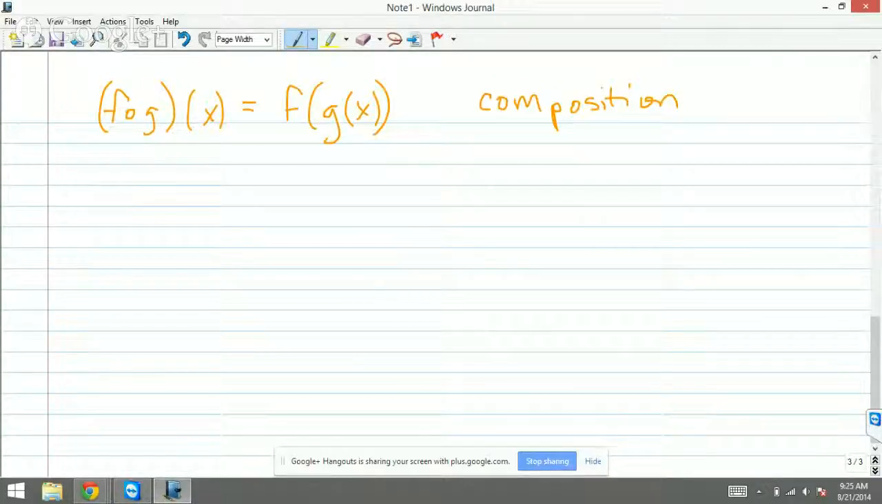f of g of x means you put them together. Put one inside the other. So g goes inside f here.